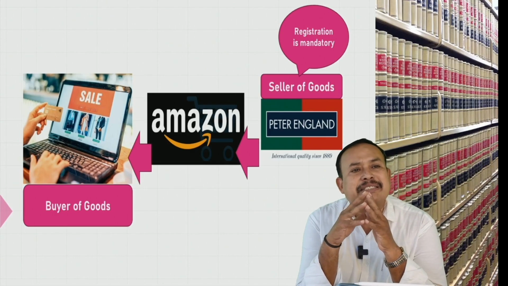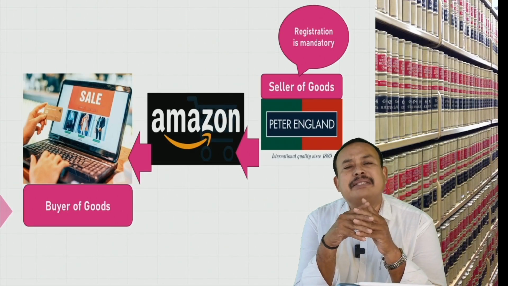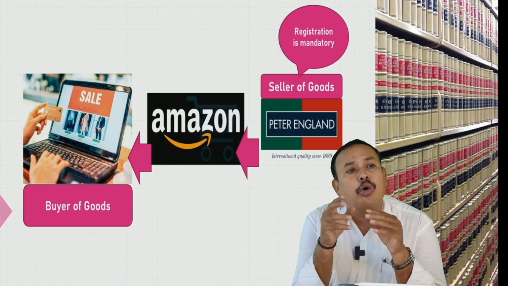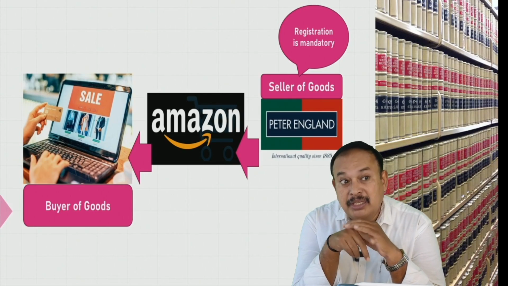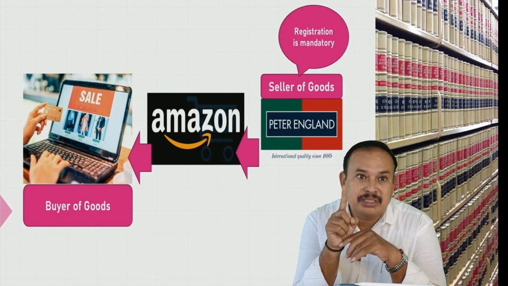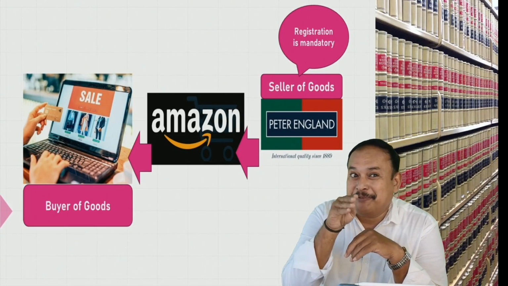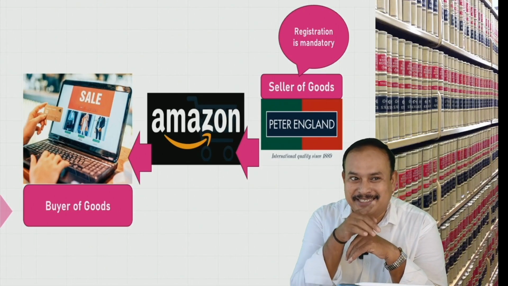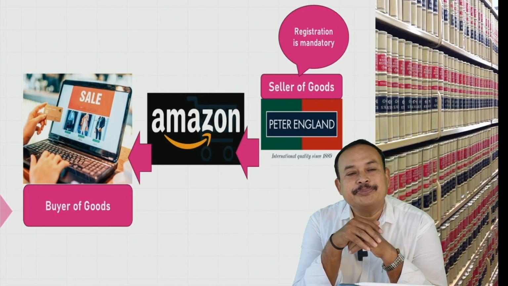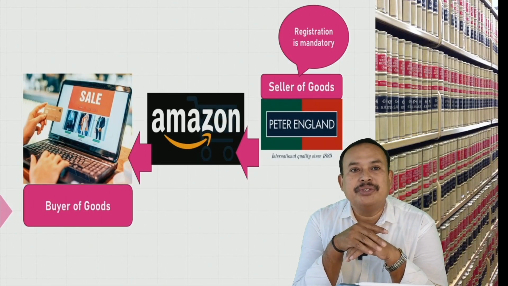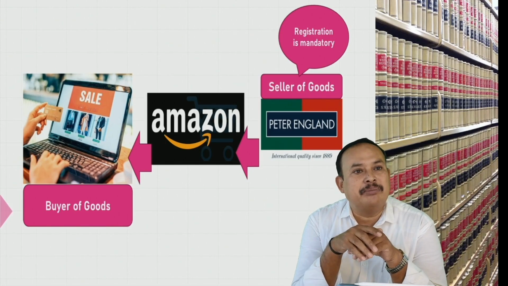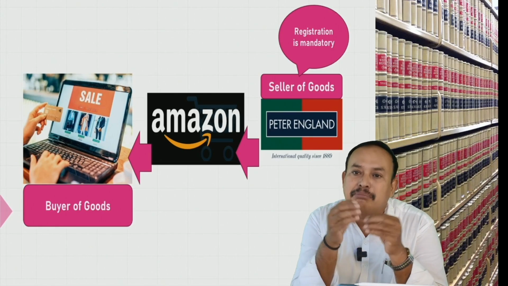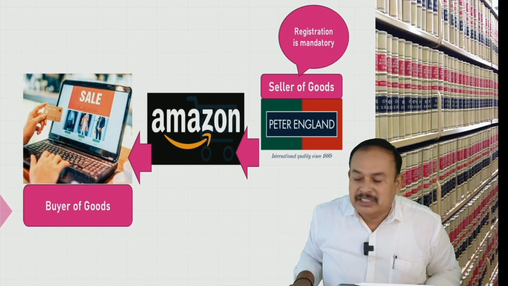In the given example on the screen, broadly and holistically, there are two suppliers. Can you agree with me? Supplier of the goods, Peter England. Supplier of services, e-commerce operator Amazon. Excellent. In the given case, for the supplier of the goods as well as the supplier of the services, registration is mandatory. Any difficulty? Is it clear?